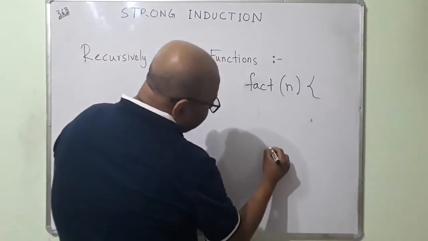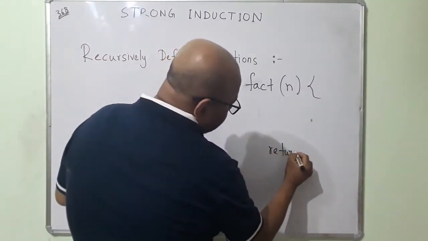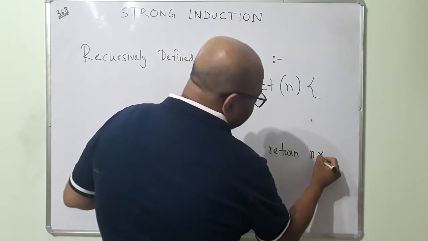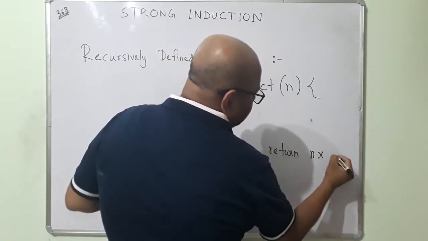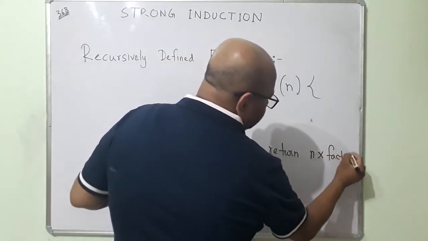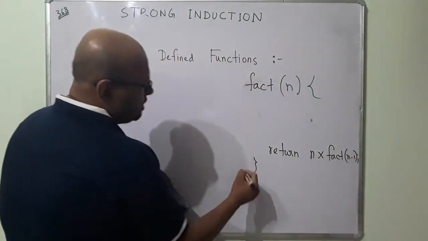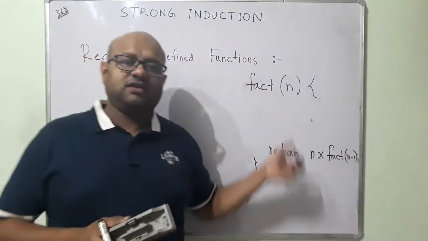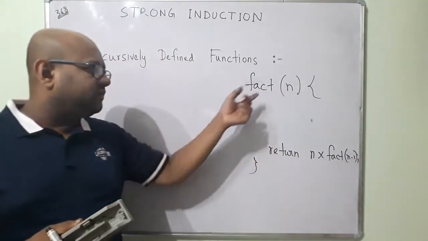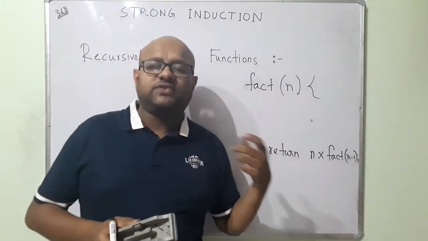Okay, it will return n into factorial of n minus 1. So this is a recursive function. Now what will happen if I say call factorial of 3?